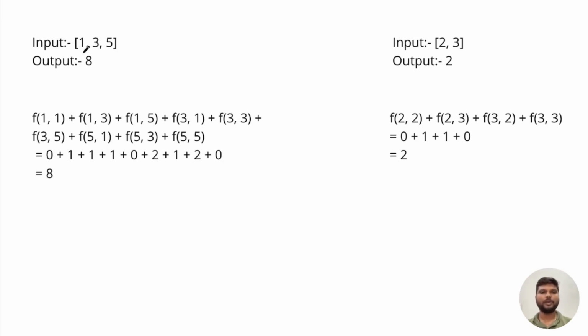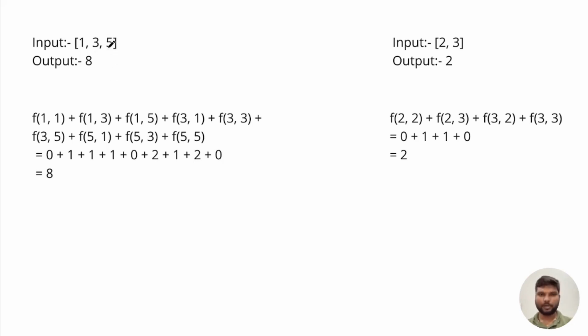We can make the first pair (1, 1). The second pair of numbers is (1, 3). The third pair is (1, 5). We can now start with 3 and make pairs with it. The first pair is (3, 1), the second pair is (3, 3), and the third pair is (3, 5). Again, we start with 5 and make the first pair, which is (5, 1), then (5, 3) shown here, and (5, 5).